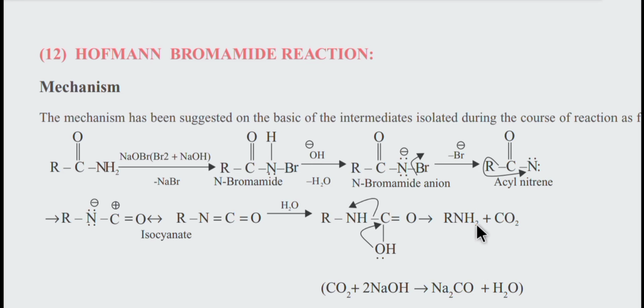When it is R2NH, that will be called a secondary amine. When it is R3N, that will be called a tertiary amine. But here it is also an amide. So when a primary amide is converted into a primary amine, this mechanism will be called the Hofmann rearrangement or the Hofmann bromide reaction.